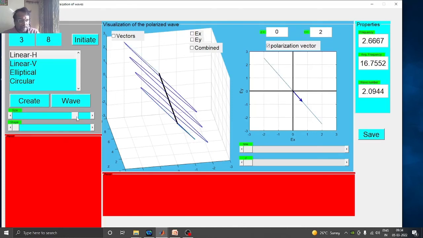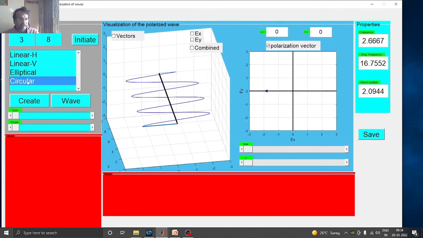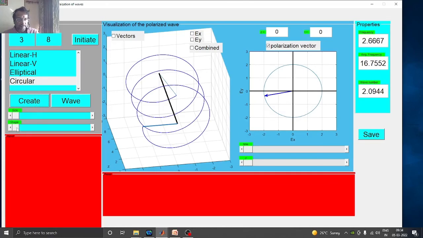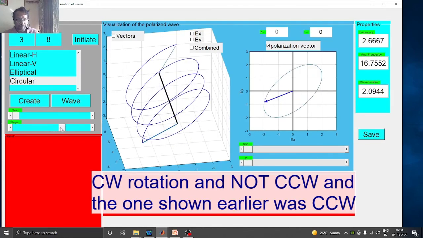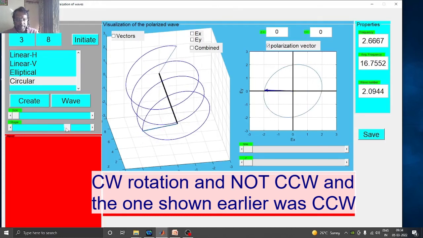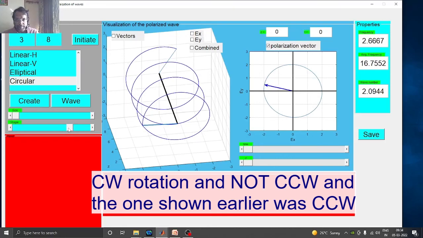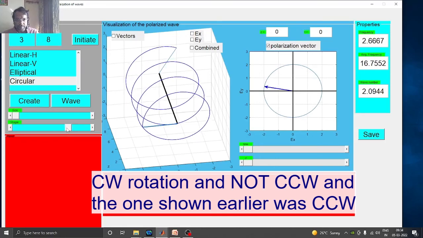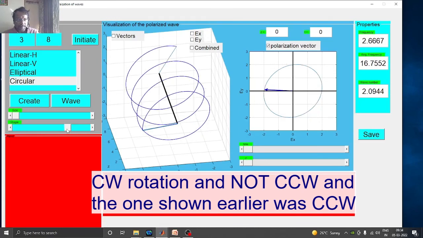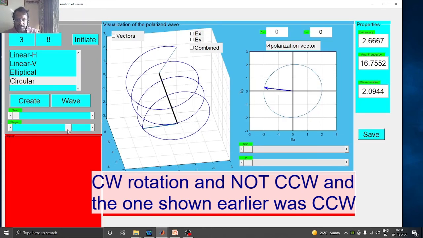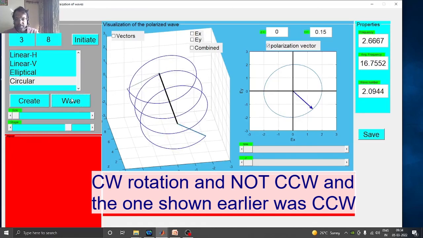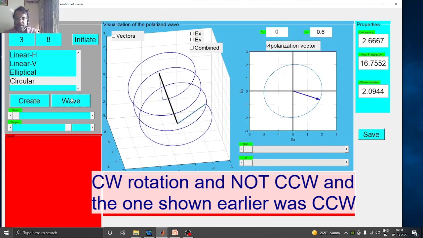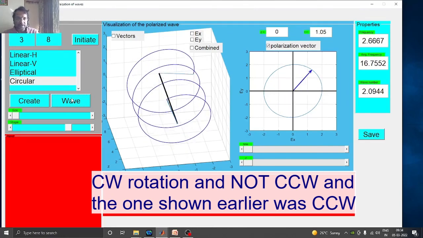Let's say the last case of circularly polarized light, where it is rotating anti-clockwise. Almost a circle. Let's see this. See, the sense of rotation is anti-clockwise compared to the first circularly polarized light which I have shown. It was clockwise.